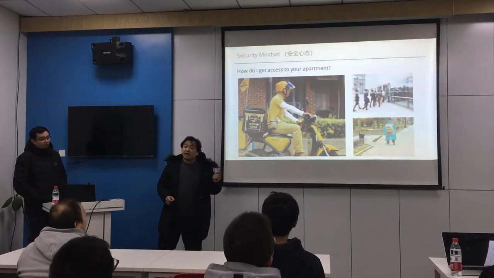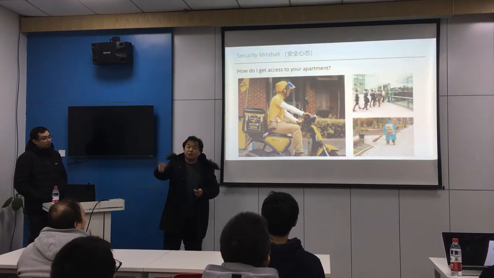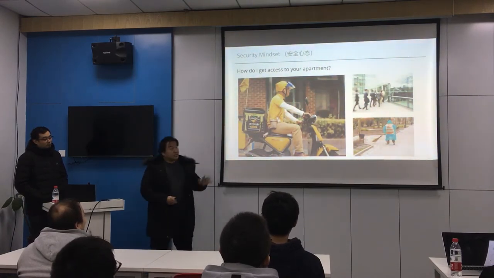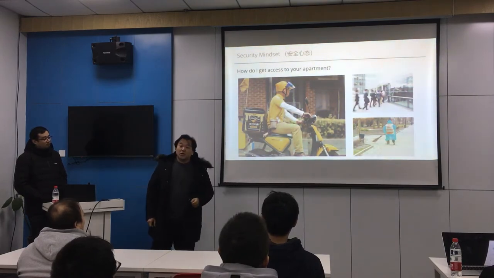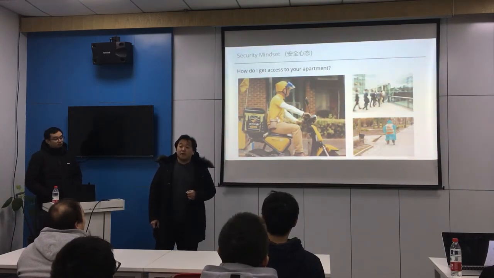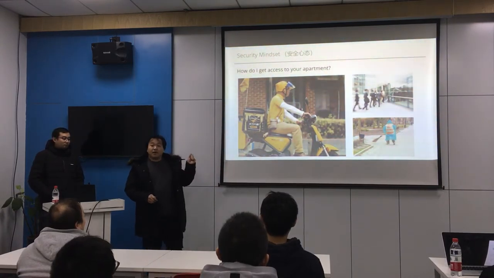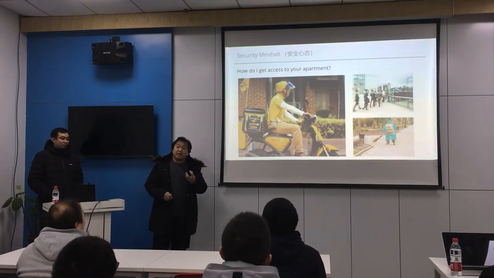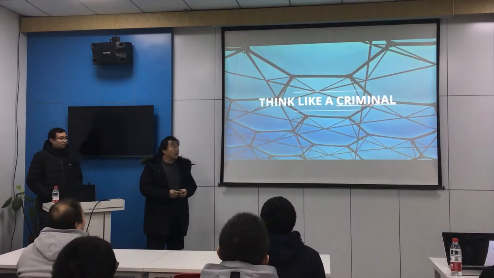Or I can disguise as a cleaner, and I have access to your apartment block, and I can have access to your apartment building. Notice that in those three scenarios, none of the previous security features matter, because this circumvents all of that. And this is the frame of mind or the thinking that you need to take on when you think about security as well.